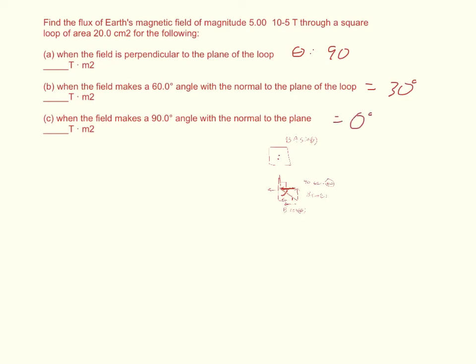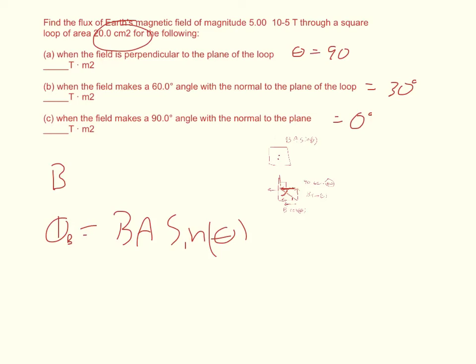Then we can use our formula that the magnetic flux is equal to B times A times the sine of theta. Then you just have to plug in and make sure you convert to SI units of meters squared. One meter squared is 10 to the 4th centimeters squared, so one centimeter squared is 10 to the negative 4th meters squared. Using the numbers that I have, I get 1 times 10 to the negative 7th, 5 times 10 to the negative 8th, and 0.